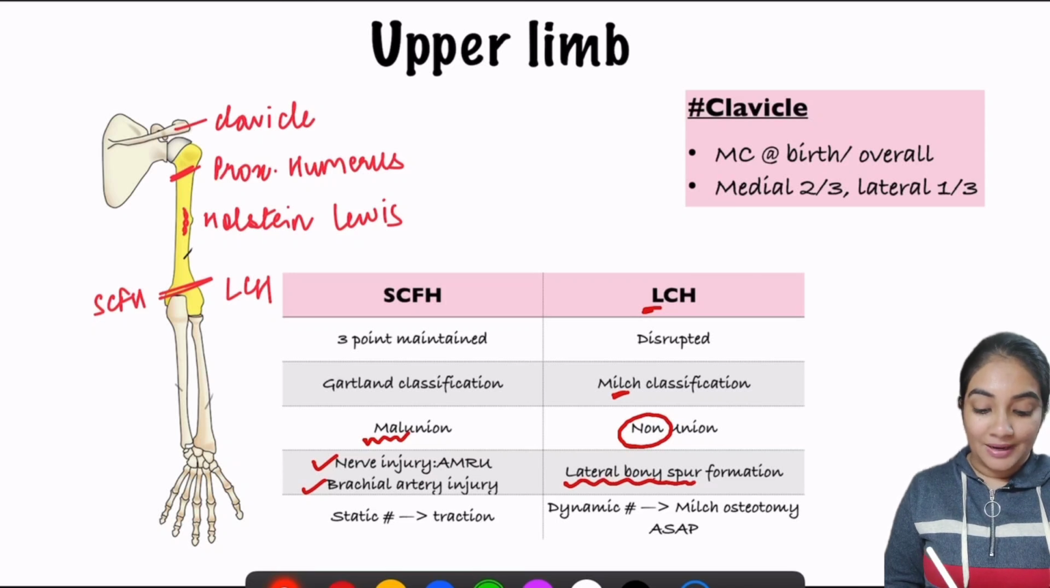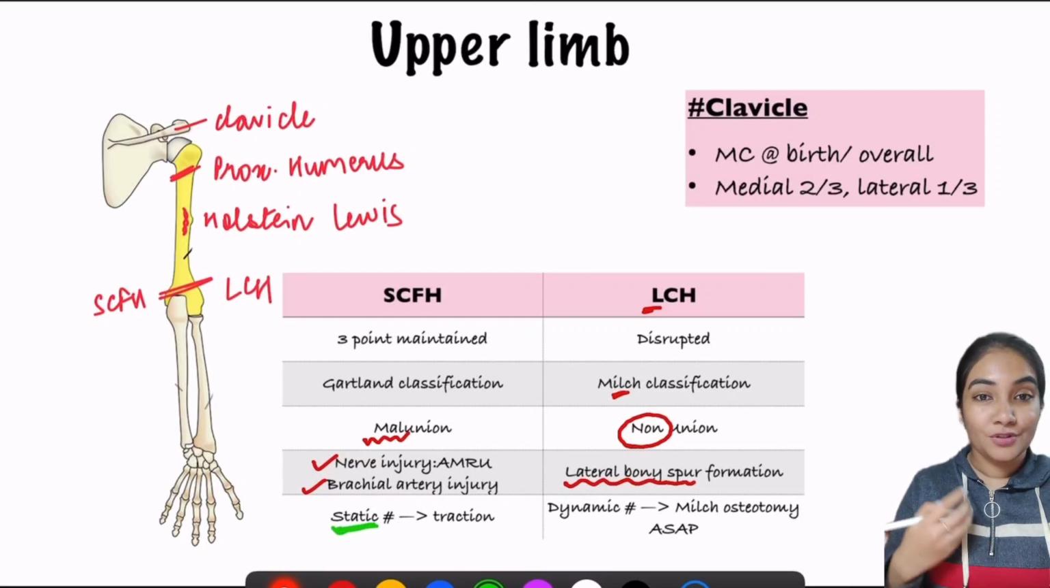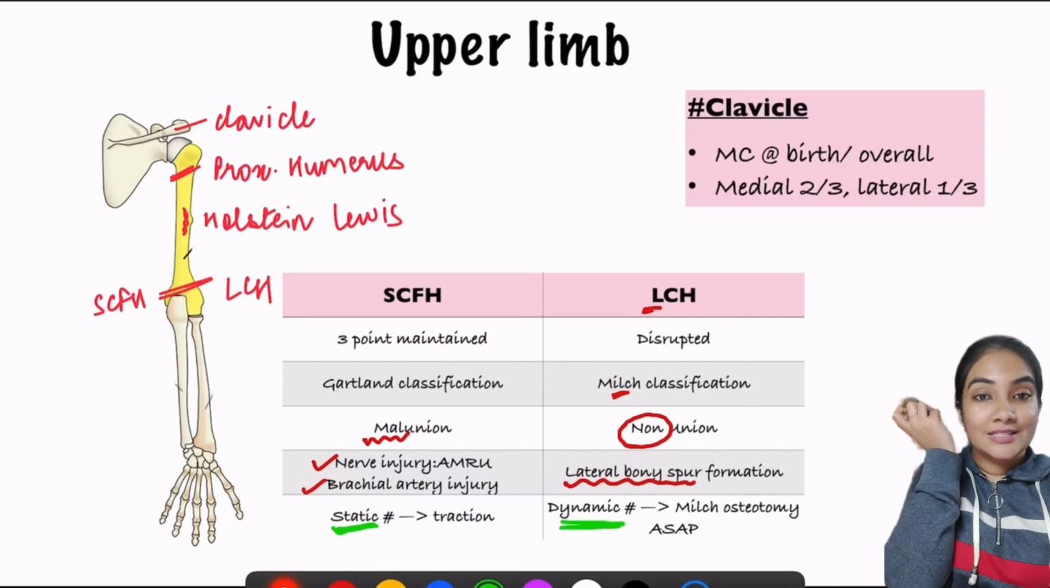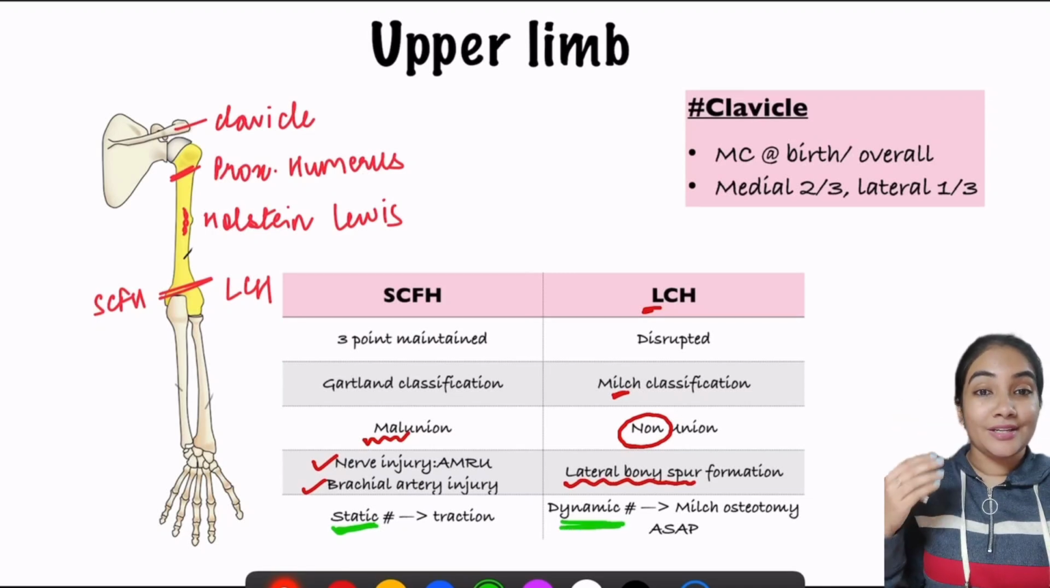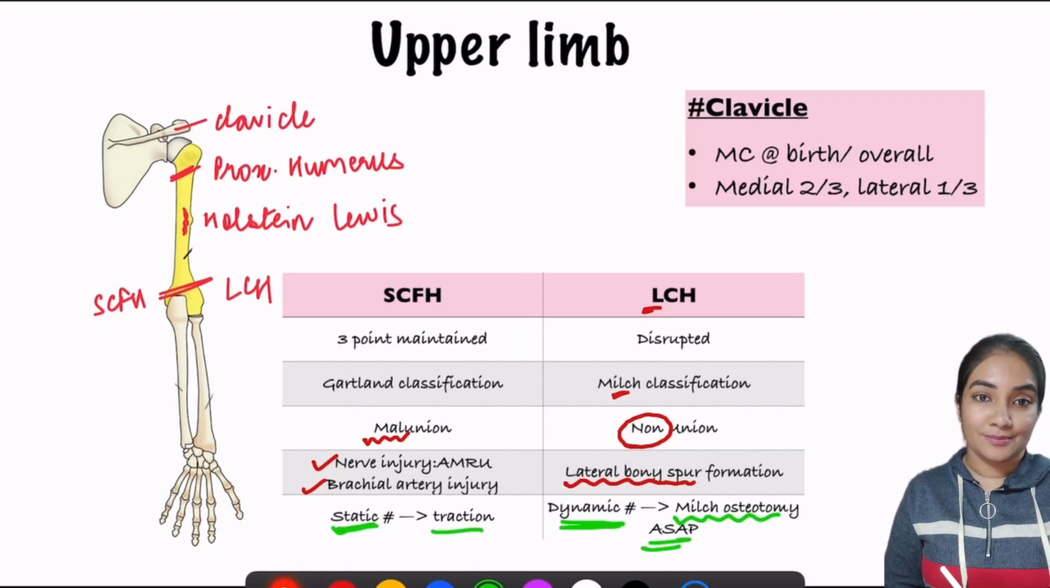Last, the mechanism of fracture. Supracondylar fracture is a static fracture, therefore there is no hurry for a treatment. But LCH is a dynamic fracture. There are muscles attached at this condyle and it needs to be fixed ASAP. That is why we do Milch osteotomy as soon as possible here. But in SCFH we only provide traction and supportive treatment.